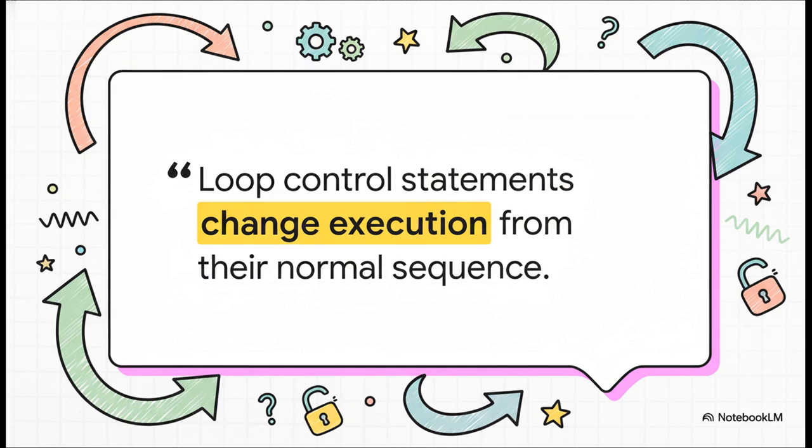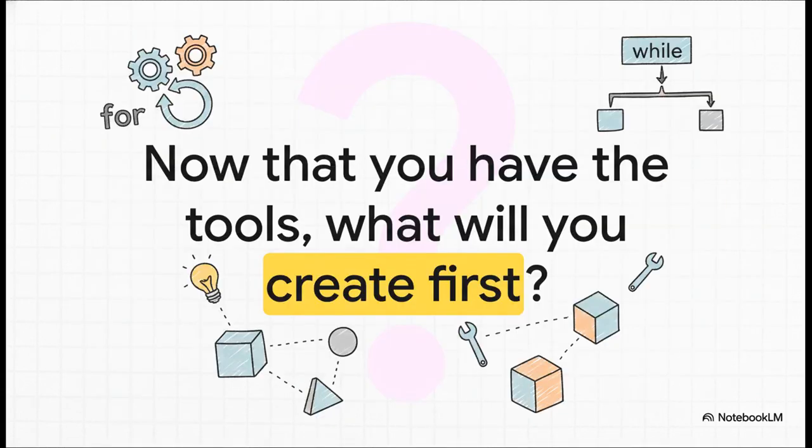And one of the sources for this explainer put it perfectly. Loop control statements change execution from their normal sequence. That's the best summary right there. These statements let you bend the rules of the loop, giving you this amazing, precise control to handle really complex situations.